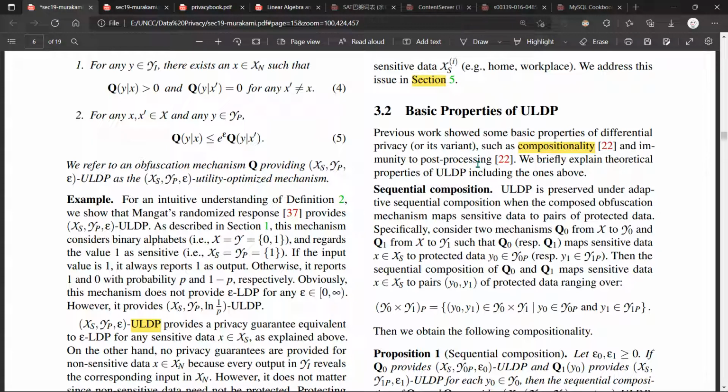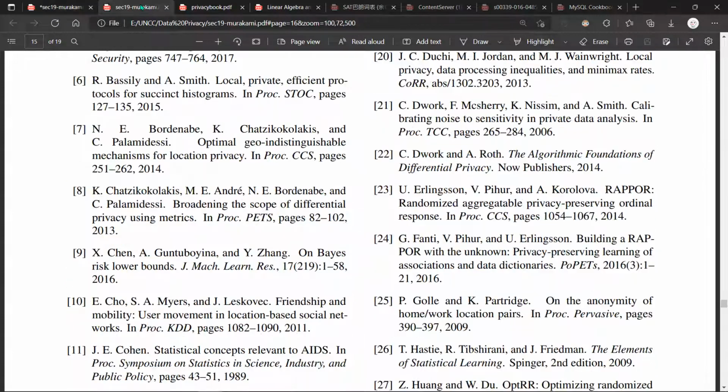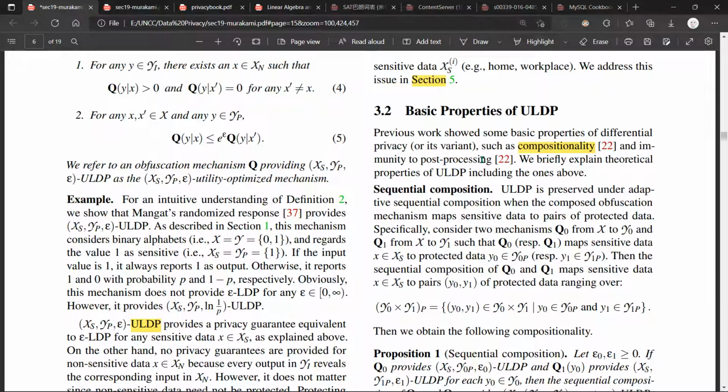And this essay didn't really explain what this is. It just mentioned it here. This is a book, by the way. He's referring to a book, post-processing, immunity to post-processing. So what exactly is this?